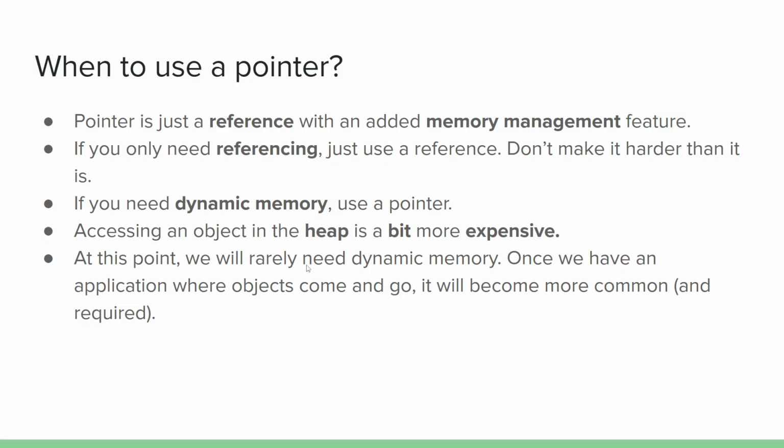So at this point, we will rarely need dynamic memory. Once you have an application where objects come and go, it will become more common. So right now, we don't really need it. Later on, when you start learning about OOP or object-oriented programming, where you have classes, that is where we will extensively use dynamic memory. But in our case right now, it is not used that much.